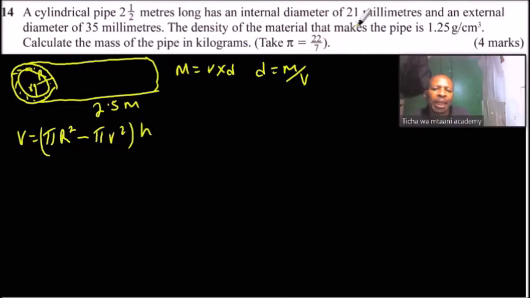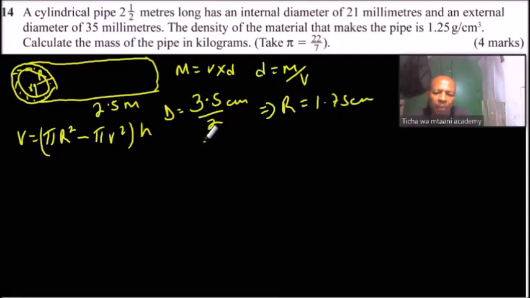So since we have been told that the internal diameter is 21 millimeters and the external is 35 millimeters, and since our density is given in terms of centimeters, we need to convert this to centimeters. So we say that 35 millimeters you divide by 10, it is the same as 3.5 centimeter, and this is the diameter. So we divide by 2, so this implies that the external radius is 1.75 centimeter. The same case applies to the inner diameter. So it is 2.1 divided by 2, this implies that the radius, which we have said we denote by a small r, is 1.05 centimeter, and therefore we can be able to get the volume.